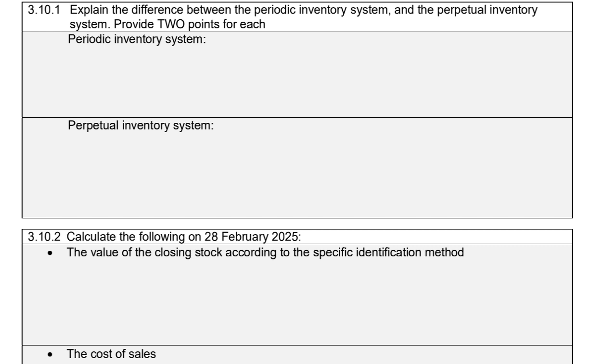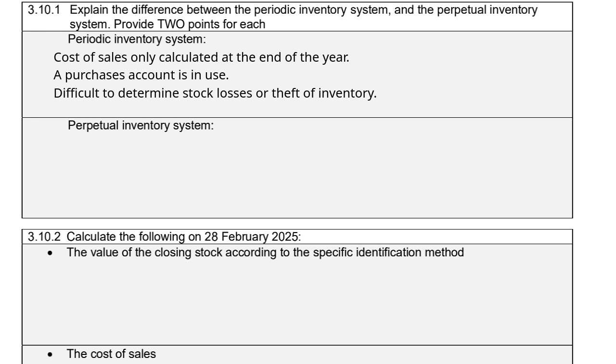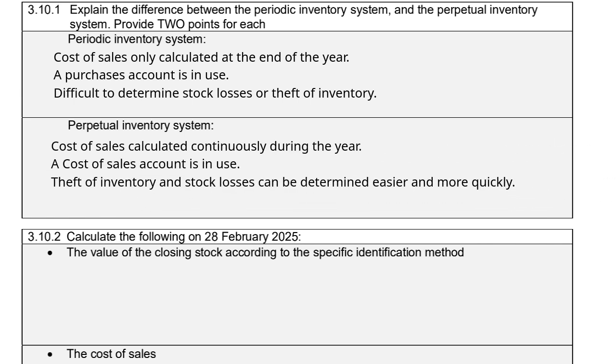3.10.1 Explain the difference between the periodic inventory system and the perpetual inventory system. Well, the periodic inventory system, cost of sales only calculated at the end of the year. The purchases account is in use, and it's difficult to determine stock losses or theft of inventory. For the perpetual inventory system, cost of sales is calculated continuously during the year. A cost of sales account is in use, and theft of inventory and stock losses can be determined easier and more quickly.